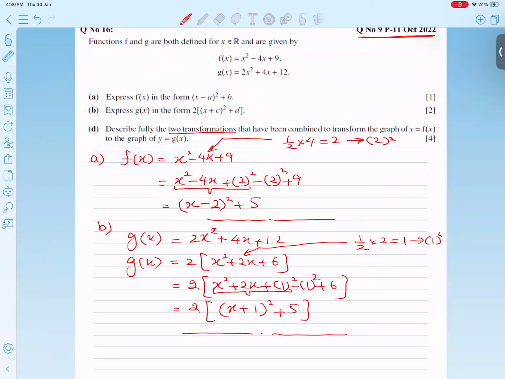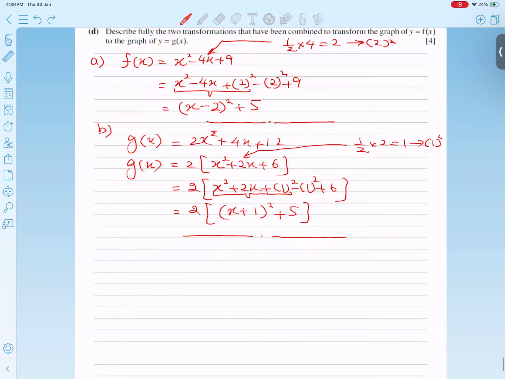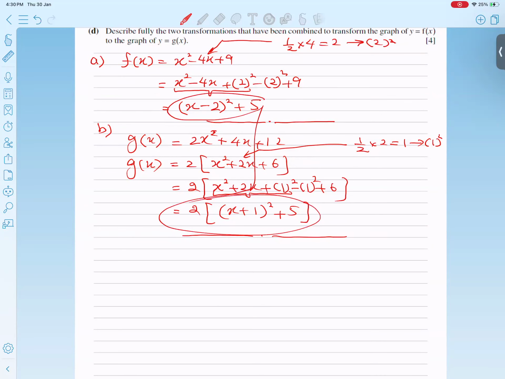Describe the 2 transformations that have been combined to map f of x to g of x. It means this is my parent function, and I will work on this function. Let's see how we can do it. This is my parent function, I have to transform it. So all of you be attentive, please. For a while, I forget this number outside. Now I have to check how I'm getting this one. You can see, students, this plus 5 has no change, and this value converted to this value. But how has it happened?